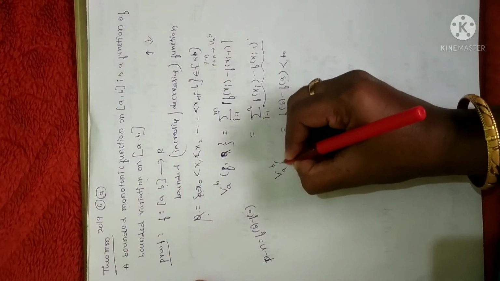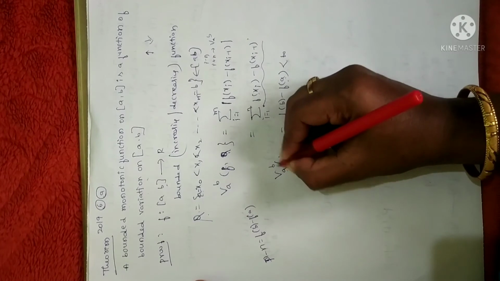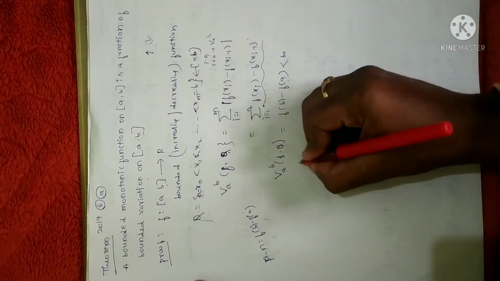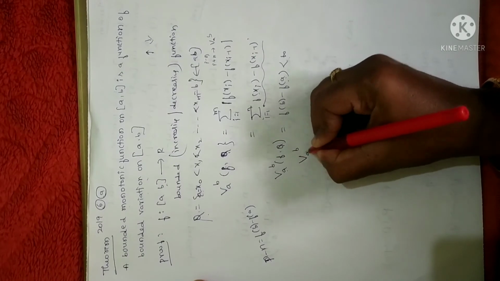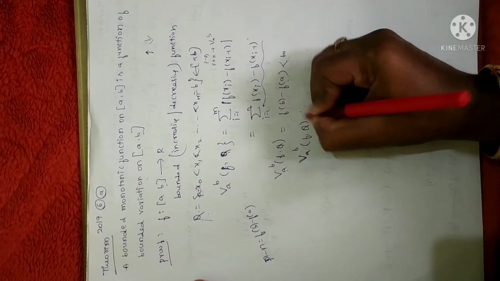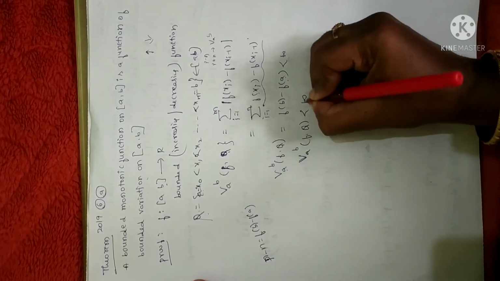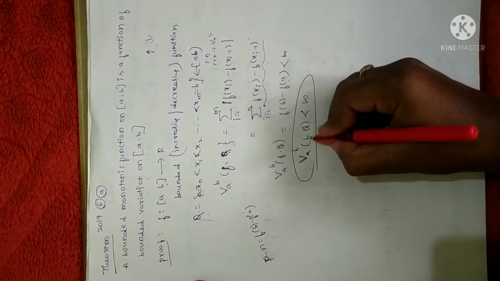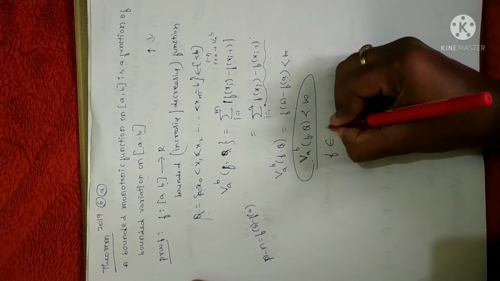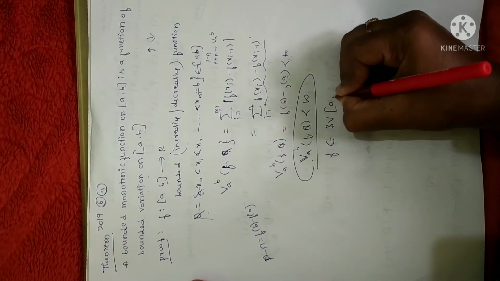That is, the variation over a to b of a function f with reference to a partition Q is less than infinity. So what I have arrived at is the variation of a function f with reference to a partition Q is less than infinity. So the function f is satisfying the definition of bounded variation. So I can write f belongs to bounded variation of an interval AB.